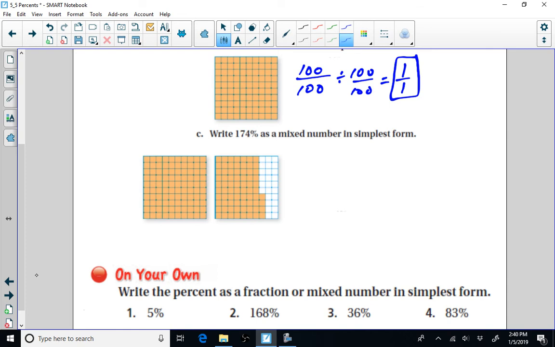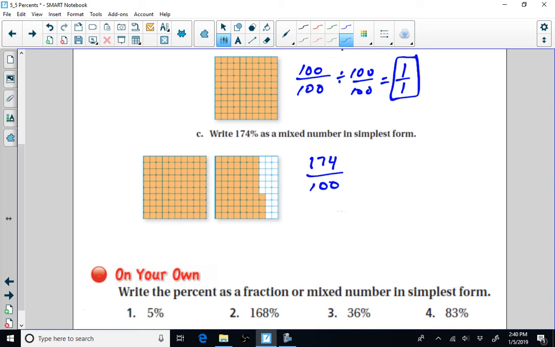Example C, 174%. Notice that 174% is more than 100%. So as a fraction or a mixed number in simplest form, it's going to be greater than 1. Because if 100% is equivalent to 1, anything more than 100% will be more than 1. But the same process, same rules apply. We write the percent as a ratio over 100. So I take the percent, 174, and write it as a ratio over 100.